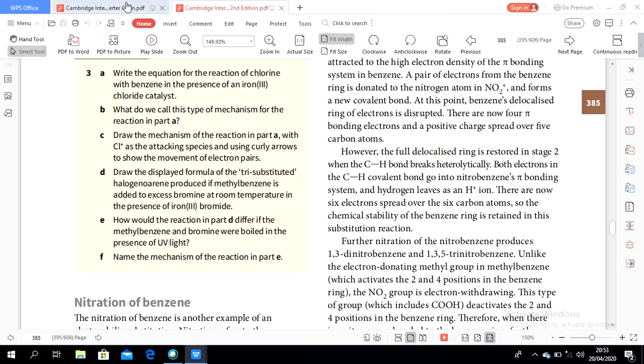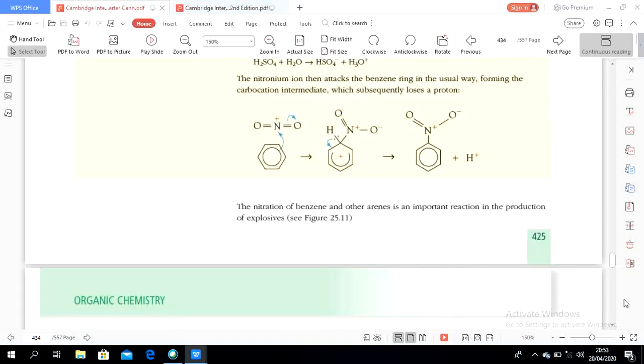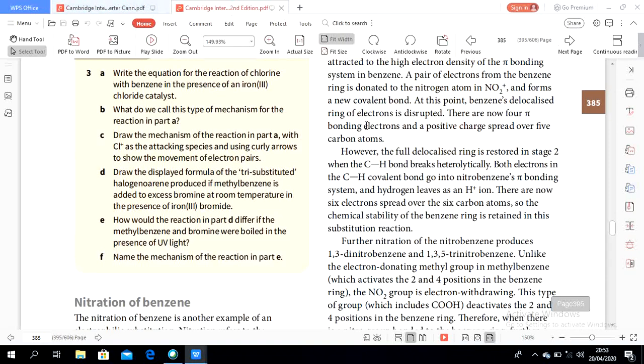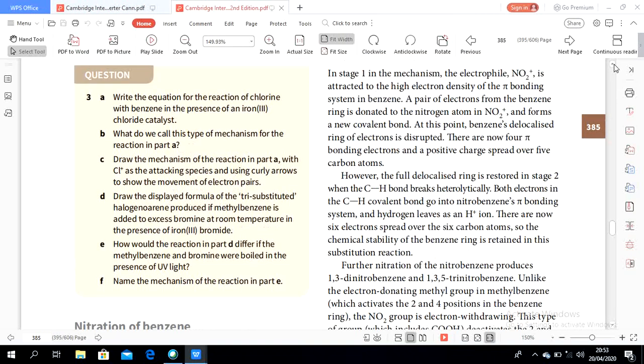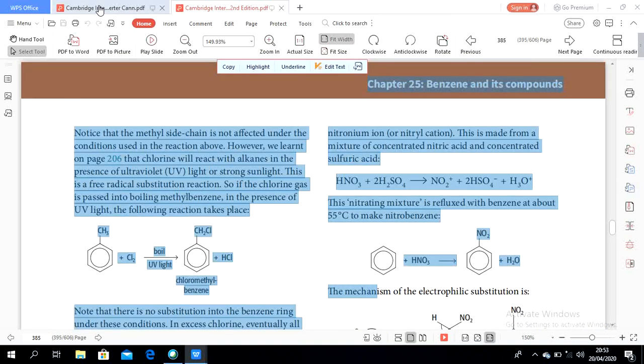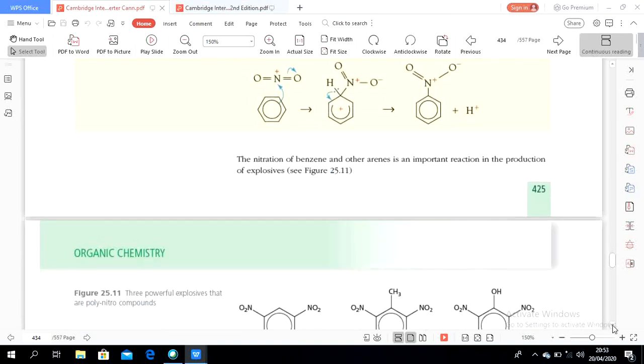Okay, let's go back to the first textbook. Okay, this is the process. This is too detailed. It may make you confused. So it is better to use the simplified one. This one is permitted in A level. Okay, let's see this one. Next.